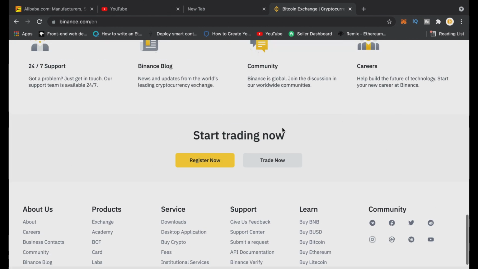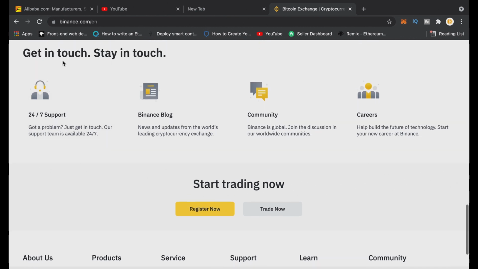So after that section, you should see where it says start trading now. On the register button here, if you click on this button, it will just take you to a page where you have to fill in your details and then register for this platform, right? And on this one, if you click here, it will just take you to a page where you have to log in, right? It's assumed you already registered on the Binance trading site, and then you just need to log in, right? So it says get in touch, stay in touch, and stuff like that.